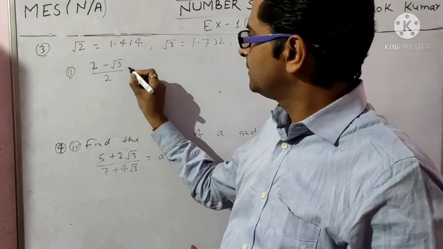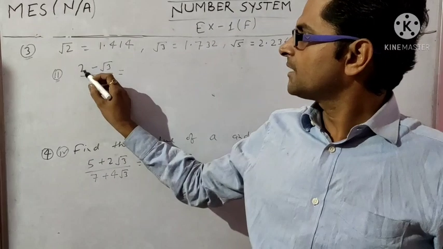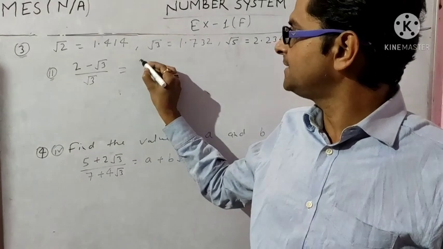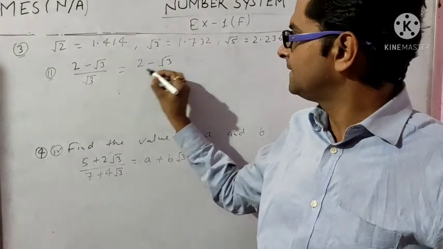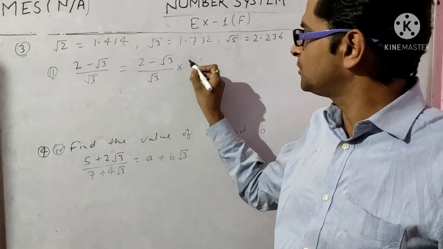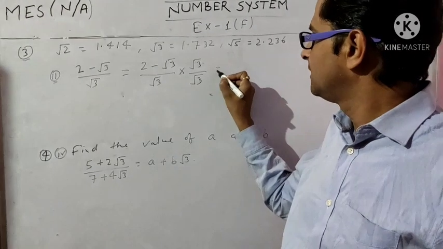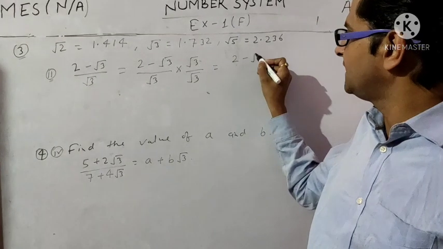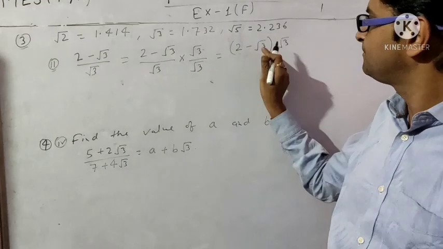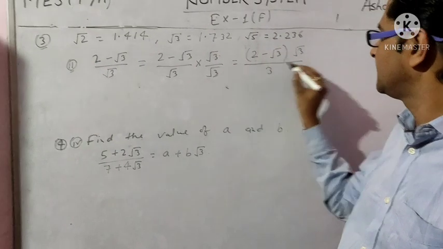Okay student, so (2 minus root 3) divided by root 3. Here we rationalize. Root 3 is an irrational number, so root 3 is multiplied in the numerator as well as the denominator. Here (2 minus root 3), and root 3 is multiplied in both terms, divided by root 3 into root 3, which is equal to 3.